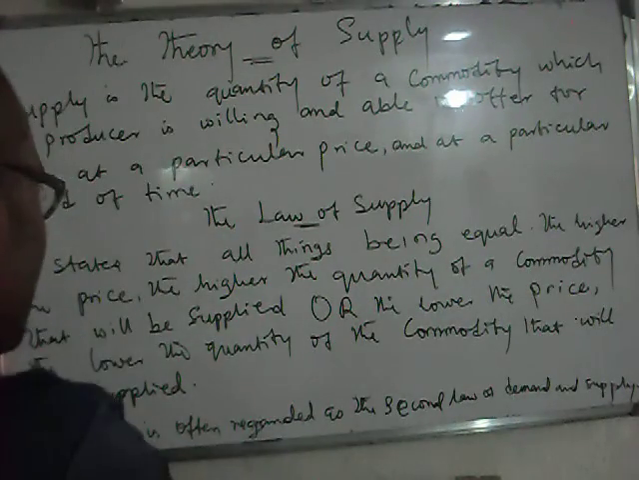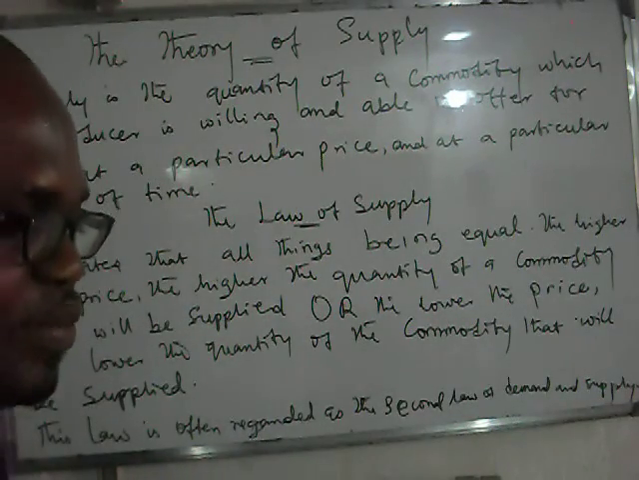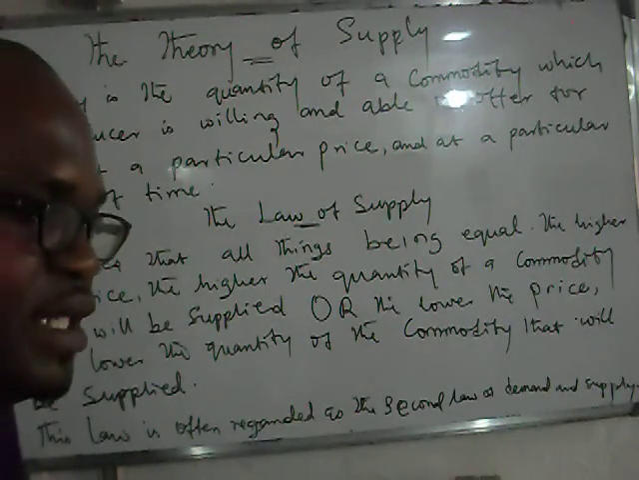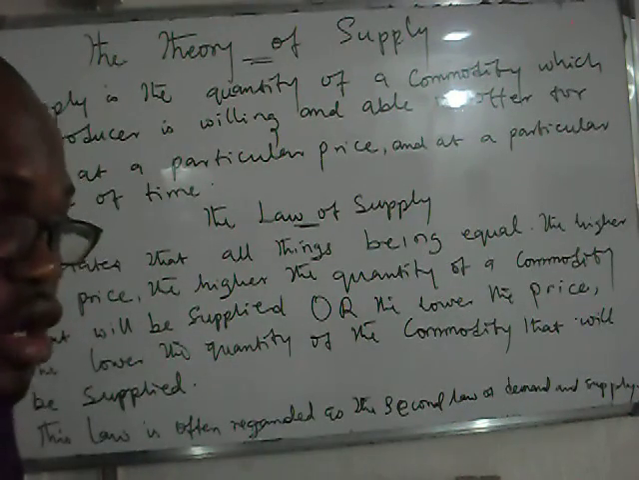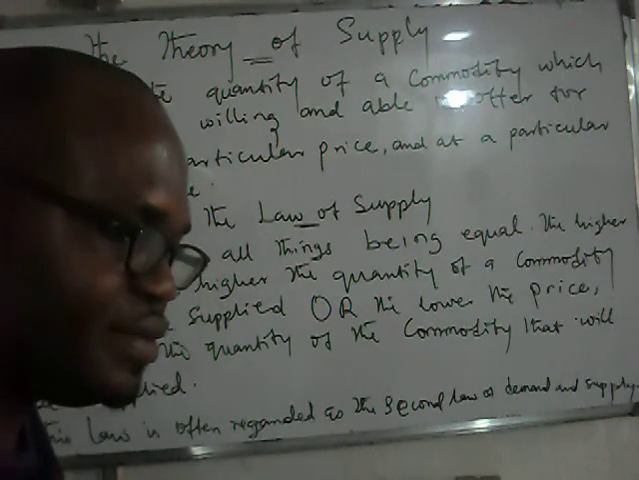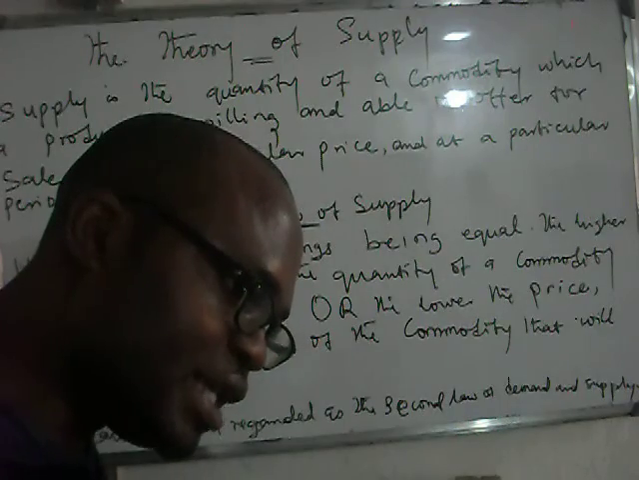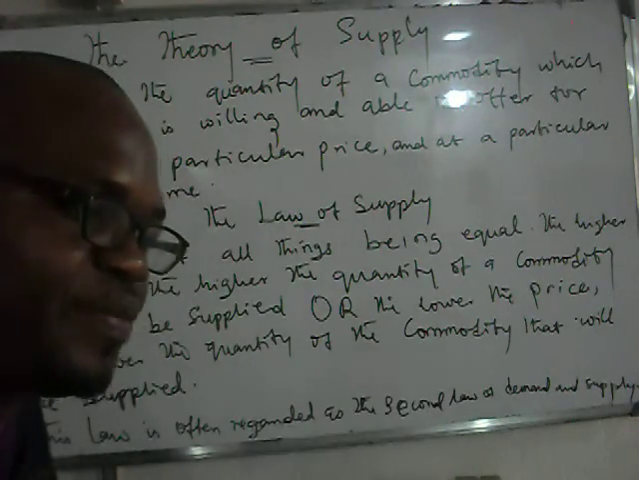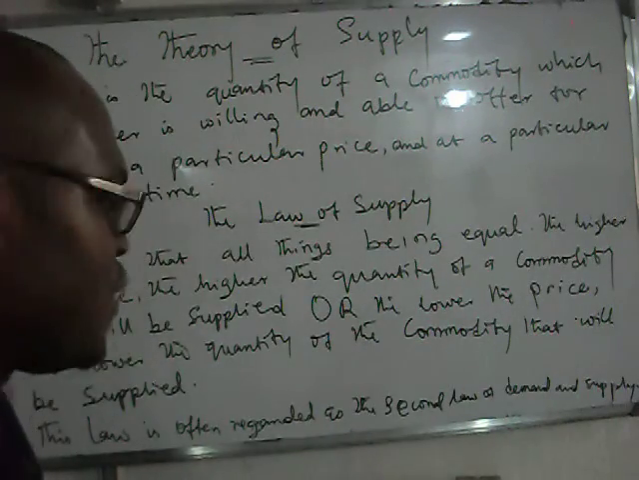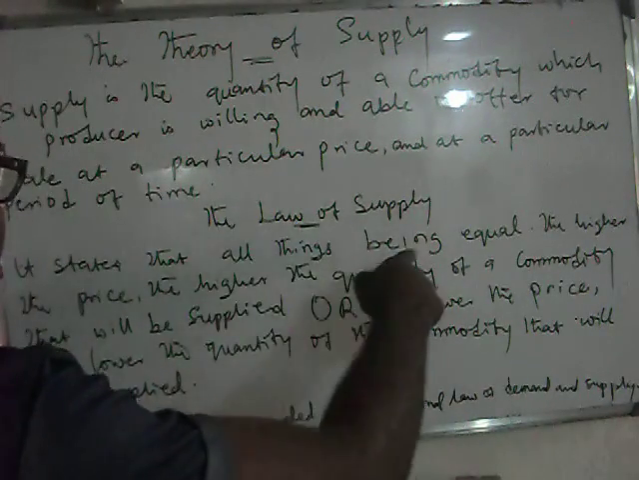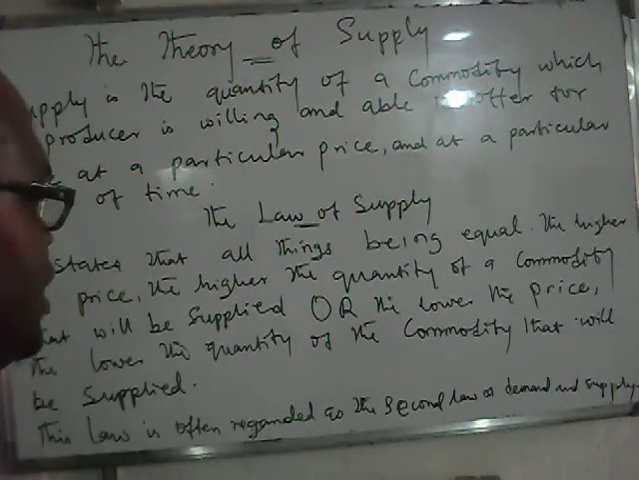Is that clear? And this law is often regarded as the second law of demand and supply. You know that demand and supply go hand in hand. The first law of demand and supply is the law of demand, which states that the higher the price, the lower the quantity demanded, or the lower the price, the higher the quantity demanded. Whereas the second law is the law of supply, which states that all things being equal, the higher the price, the higher the quantity of the commodity that will be supplied.